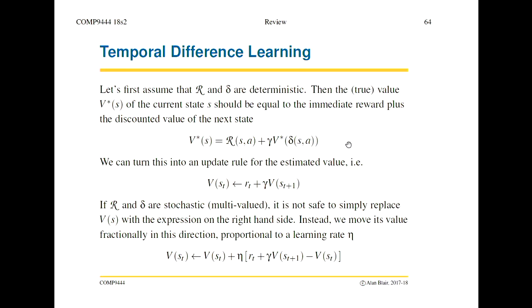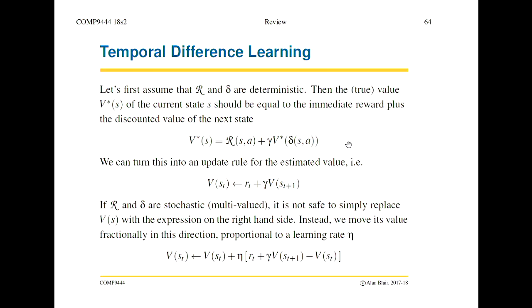So we're in a state, and we consider the possible actions we could do. We look at the states we would go into if we did each of those actions. We look at our estimate of the value of each of those states and we pick the biggest one. That's how we choose our actions.